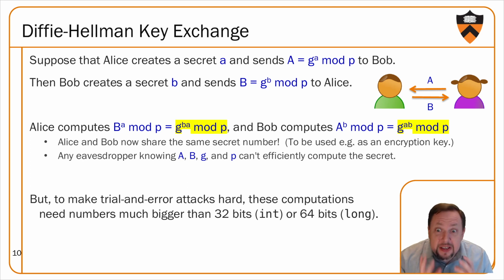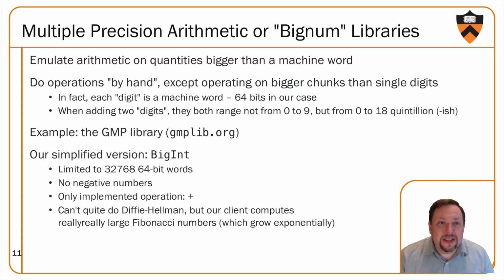And so for this to be a useful way of really keeping secrets, we need the numbers involved to be thousands and thousands of bits. And so this motivates multiple precision arithmetic, or bignum libraries. They are able to evaluate arithmetic on quantities that are bigger than just a single machine word.